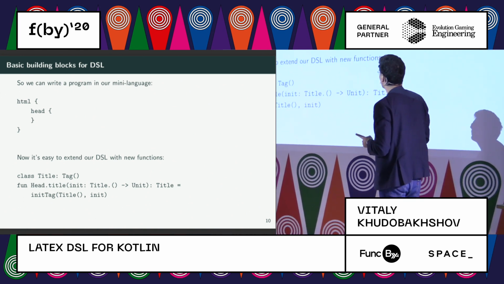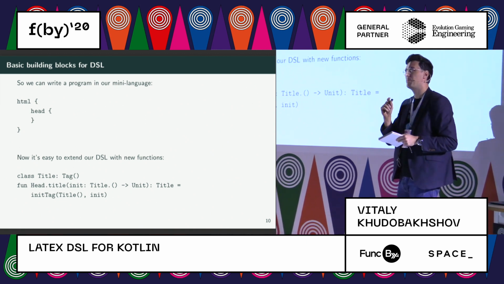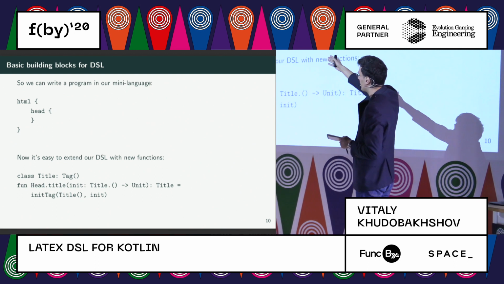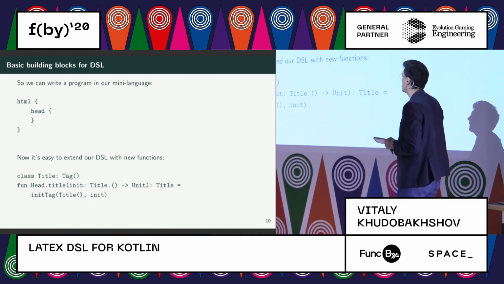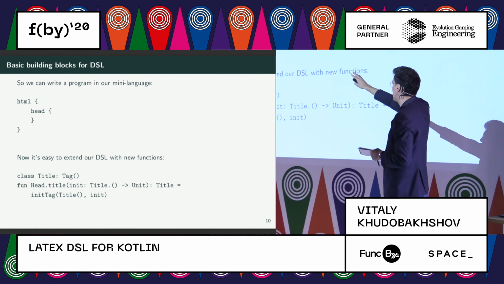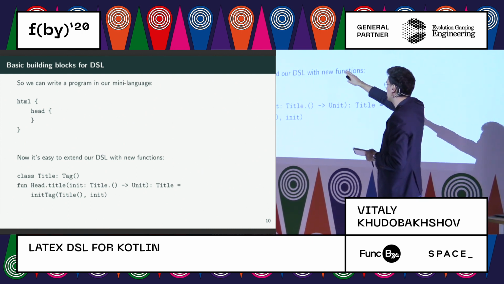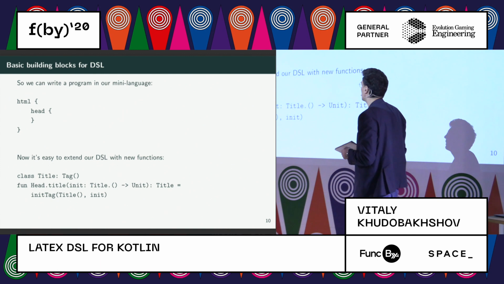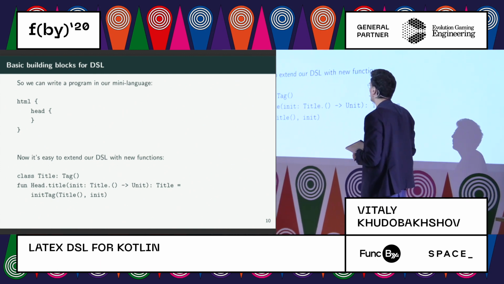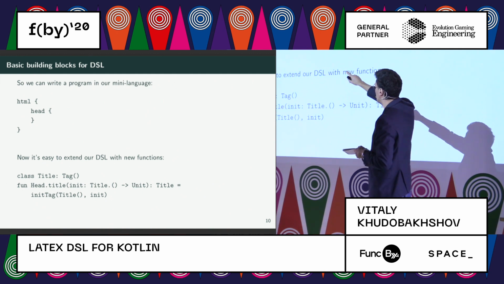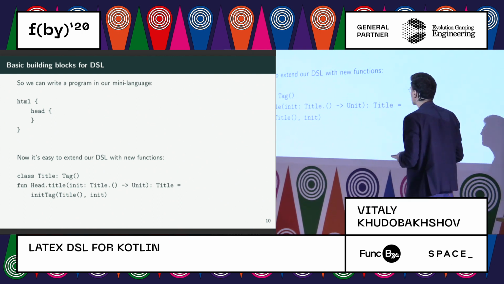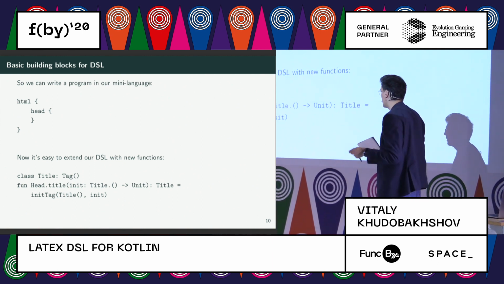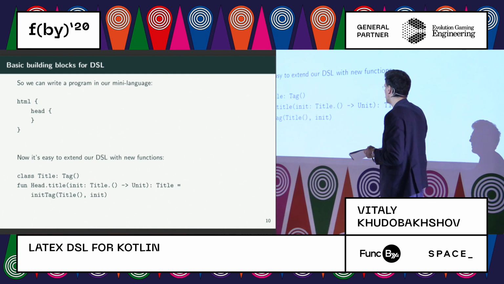Now we are ready to create a very small program in our DSL. We can write something like that: html, curly brace, head, curly brace, and so on. That head is accessible here because head is attached to the HTML object, so it is also accessible via the receiver object, but we don't want to write this dot head here, so we just skip it. Now it's easy to extend our DSL with a new tag, for example, just add something new.